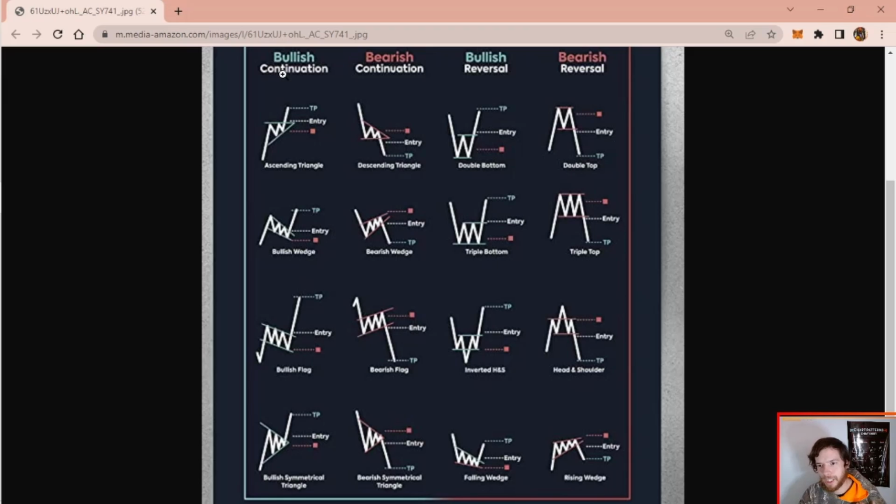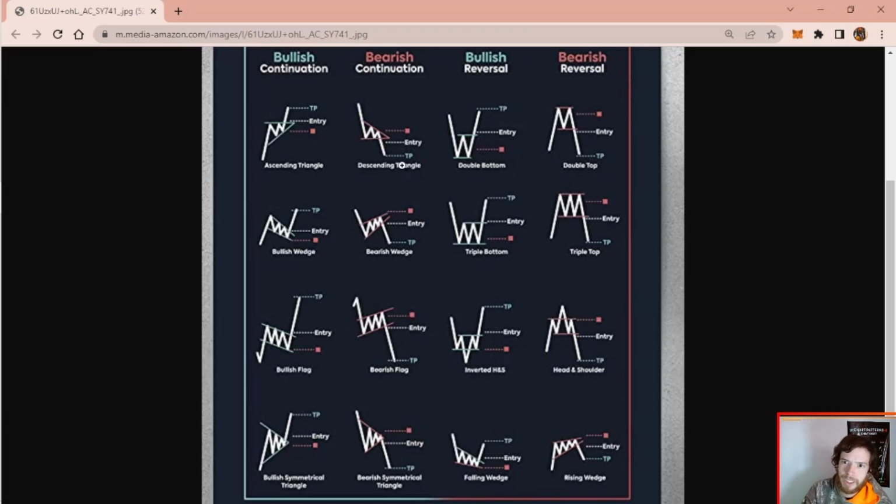Continuation means that if we're bullish and a bullish continuation pattern comes up, that means we will continue bullish action. If we're bearish and a bearish continuation happens, we will resume bearish momentum. Reversal patterns, however, are like bottom or top indicators that would indicate that we're going to go the opposite direction. So we're falling and you see a bullish reversal, odds are we're going to start going up. If we're rising and you see a bearish reversal, odds are we're going to start going down.